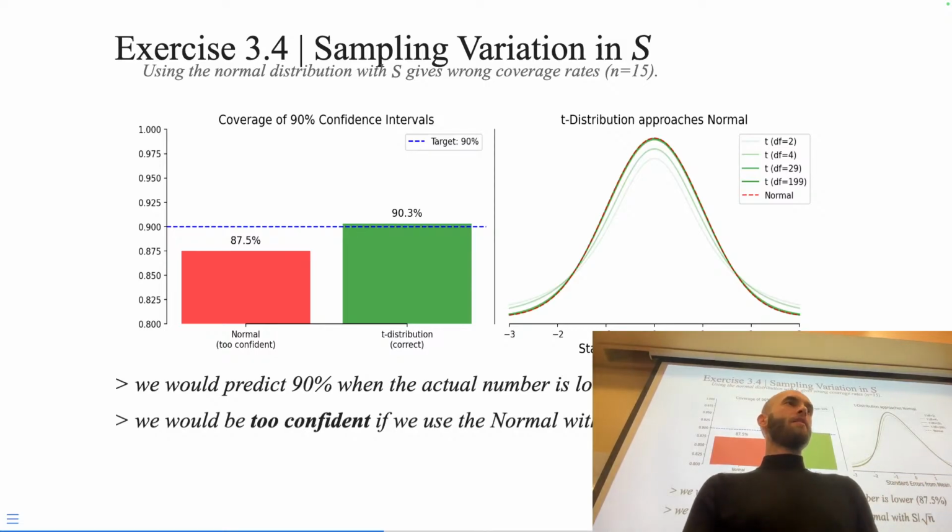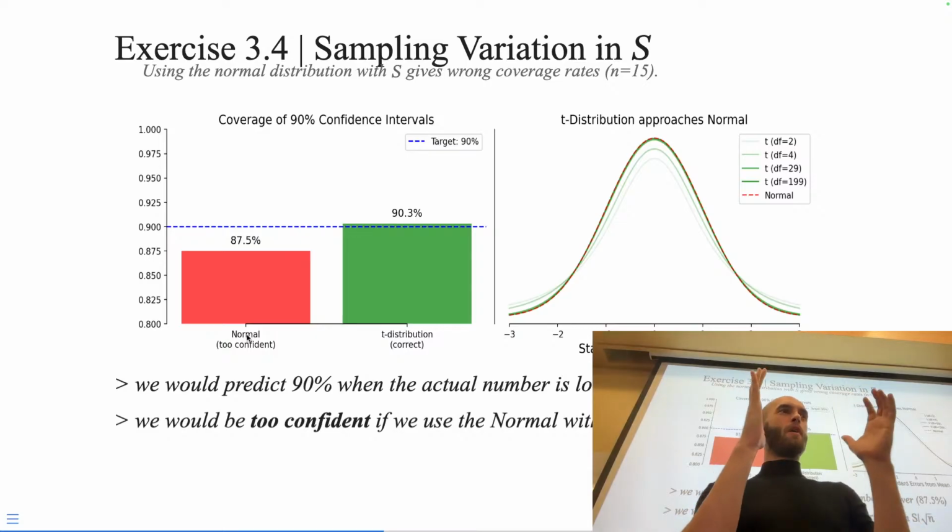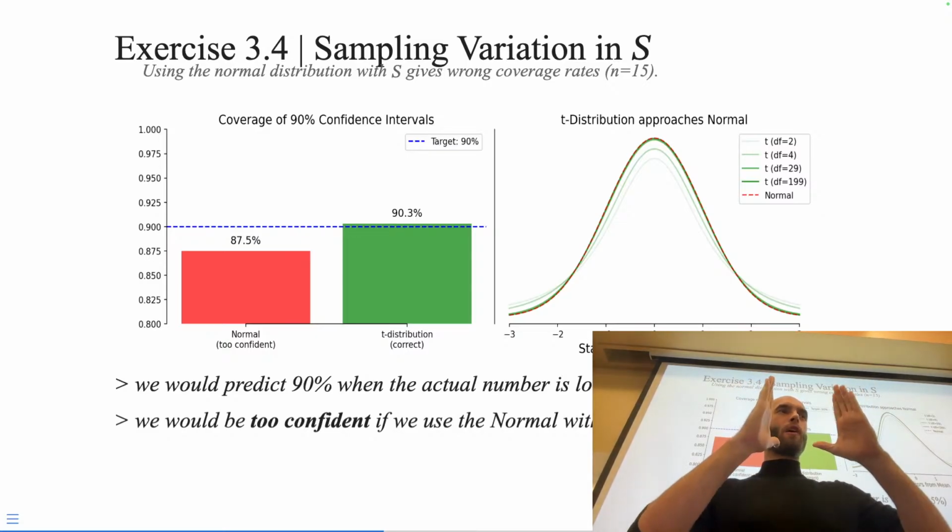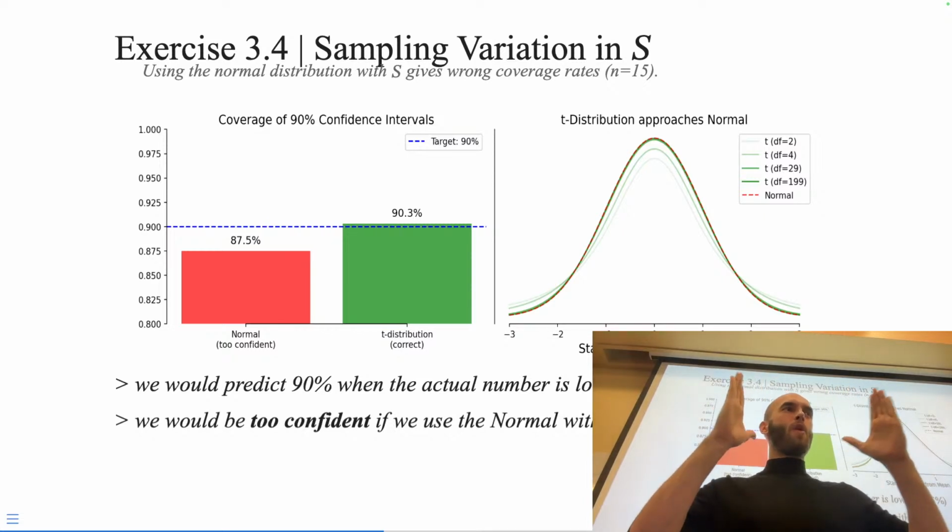Right. Yeah, Savi? When you talk about too confident, you're just saying that the confidence interval is larger than what it should be with the normal distribution. It's too small, actually. Oh, right, sorry. Yeah. Yep. So the confidence interval is too small when we use the normal distribution. What we actually want is for the confidence interval to be wider.